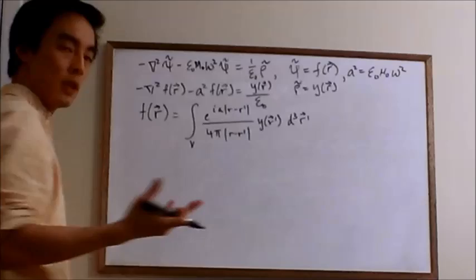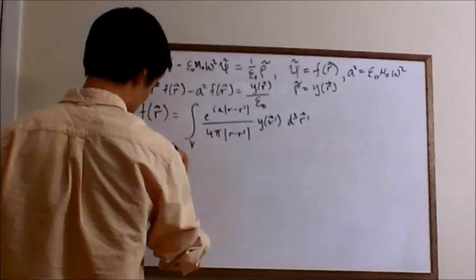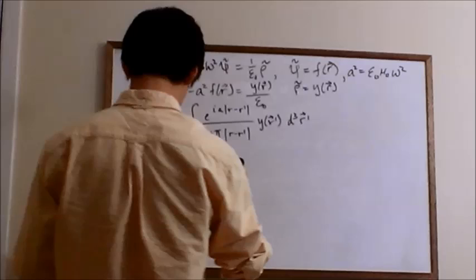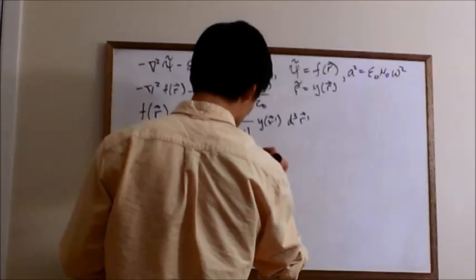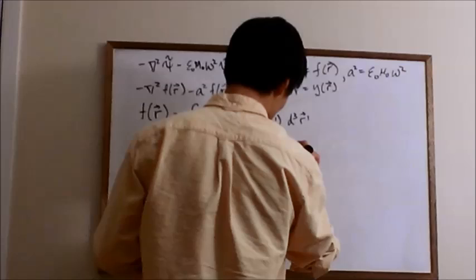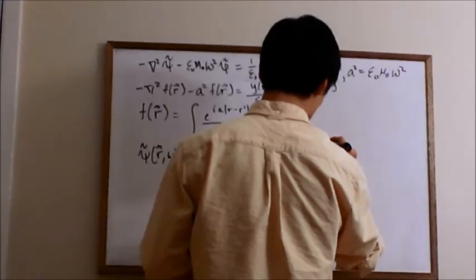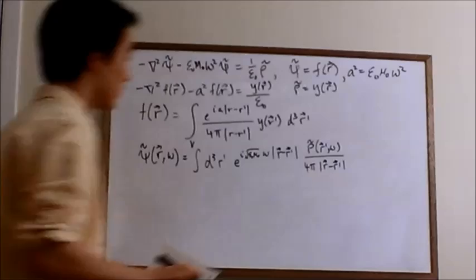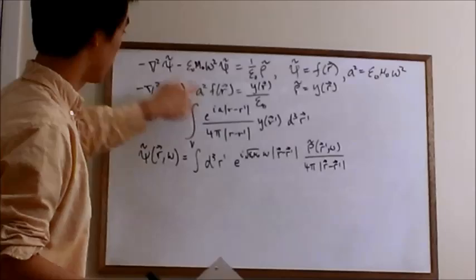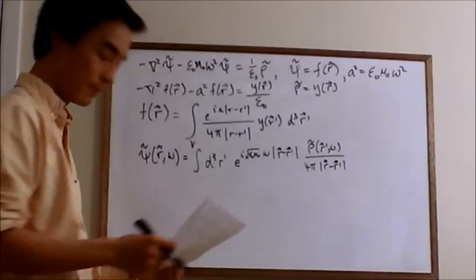We get a phi tilde of r and omega. All I did here was substitute the values in here for a, and brought back the tilde, the phi tilde, and the rho tilde. So what we're left with is this equation.